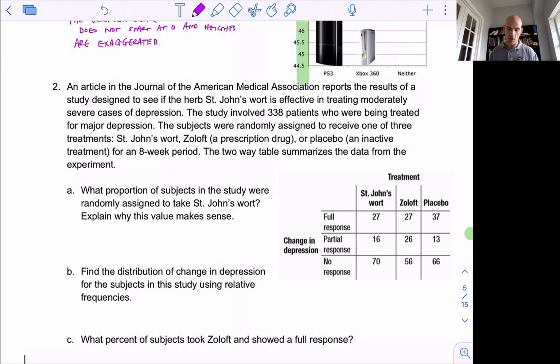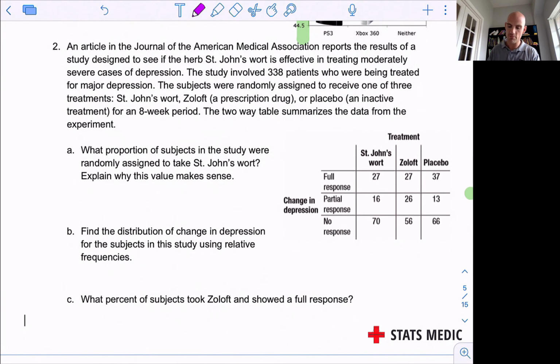Next question is this. An article in the Journal of American Medical Association reports the results of a study designed to see if the herb St. John's wort is effective in treating moderately severe cases of depression. The study involved 338 patients who are being treated for major depression. The subjects were randomly assigned to receive one of three treatments: St. John's wort, Zoloft, which is a prescription drug, or a placebo, an inactive treatment, for an 8-week period. The two-way table summarizes the data from the experiment.